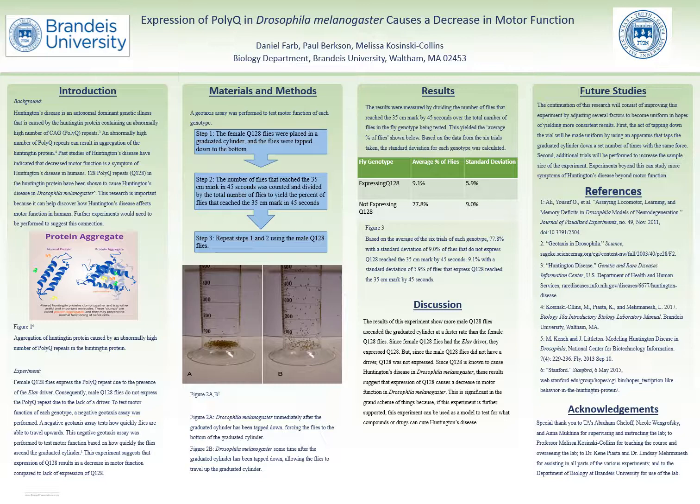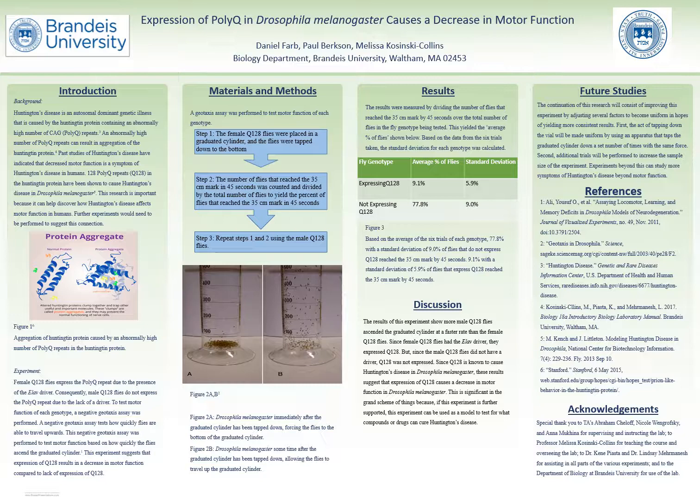Figure 2a shows what it looks like when the flies are tapped down to the bottom of the graduated cylinder. Figure 2b shows what it looks like when the flies are traveling up the graduated cylinder. Since the two genotypes had a different number of flies, the percentage of flies that reached this 35 centimeter point in under 45 seconds was determined. These percentages were averaged over the 6 trials.